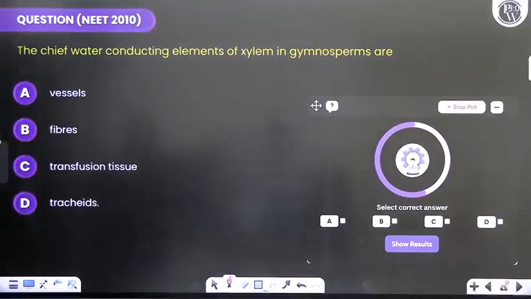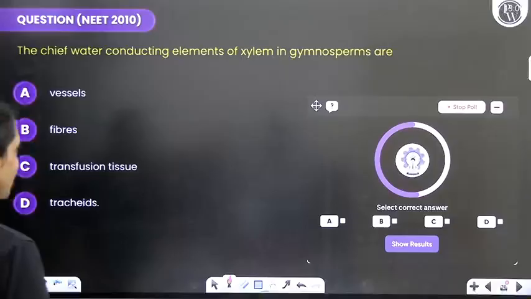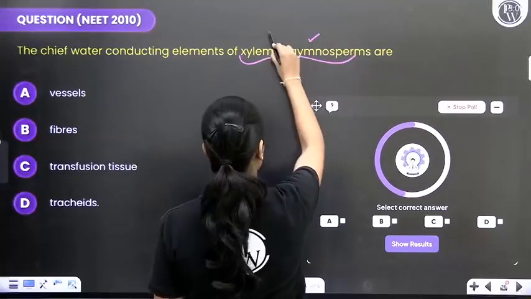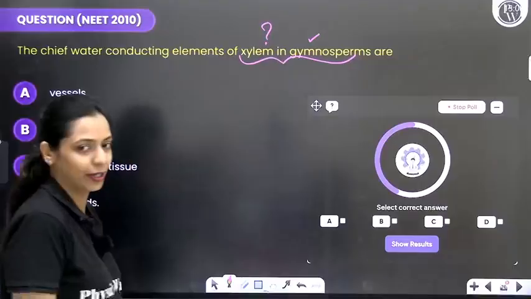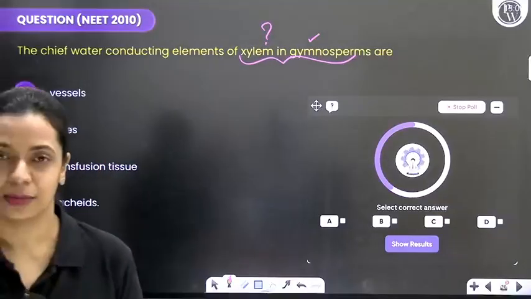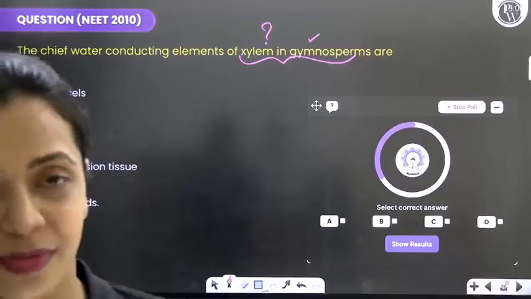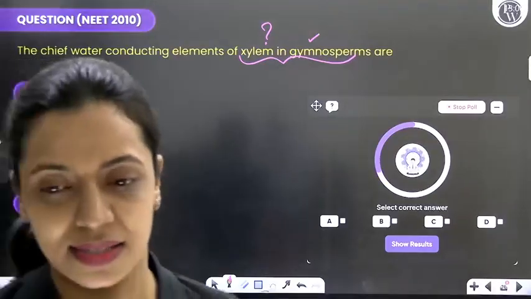The chief water conducting elements of xylem in gymnosperms are? In xylem, in gymnosperms, which is the chief water conducting element? There are 2 water conducting elements, vessels and tracheids.